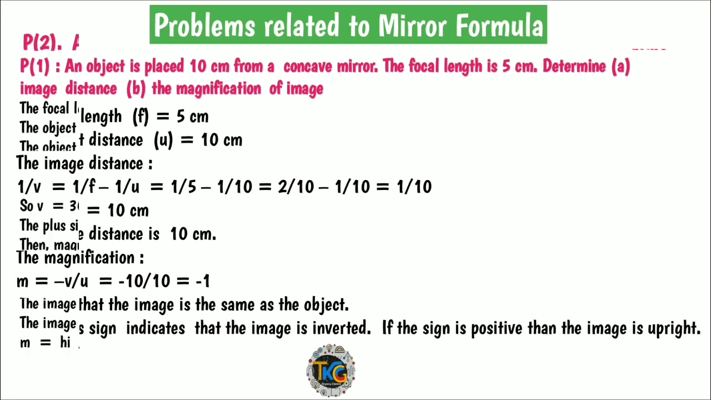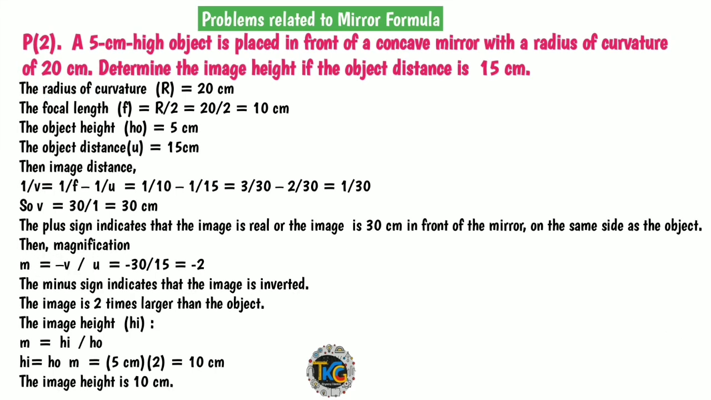Now problem 2, that is, a 5 cm high object is placed in front of a concave mirror with a radius of curvature of 20 cm. You have to determine the image height if the object distance is 15 cm. So at first write the given condition, that is, the radius of curvature r, 20 cm, is given. So what will be the focal length? Half of the radius of curvature, that is 10 cm. Object height ho given 5 cm, and the object distance is also given, 15 cm. So according to the mirror formula, we can calculate the image distance v, which is 30 cm.